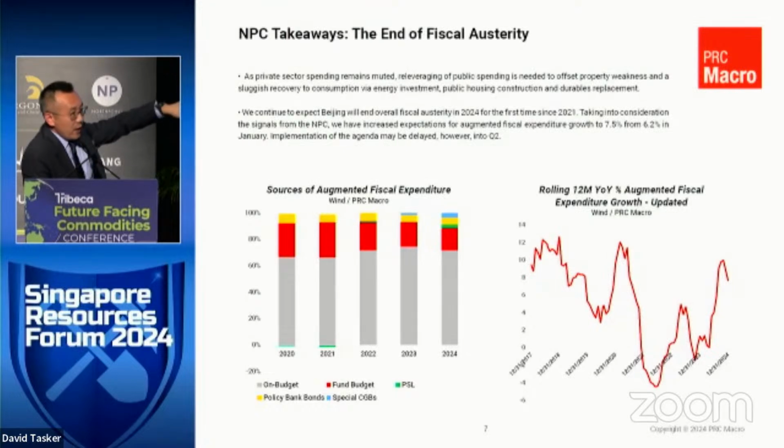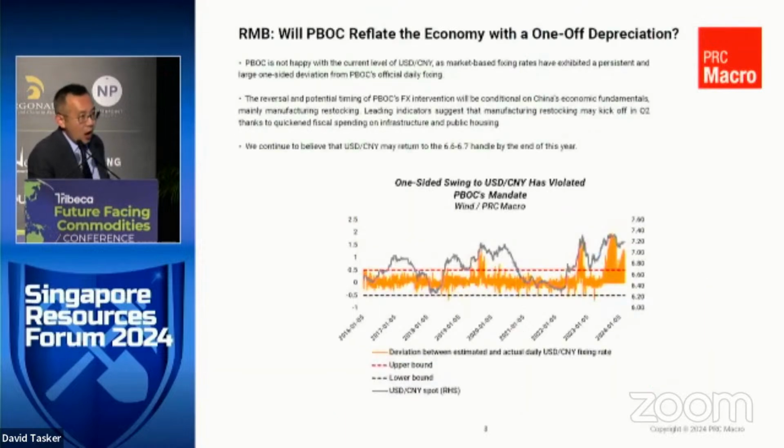If you look at the chart on the right, that's the year-over-year growth of Chinese augmented spending. The news here is that since 2021, China has been in fiscal austerity, and this year will be the first year that Chinese government spending turns to positive growth, 6 to 7%. So the end of austerity, public sector spending, will be a way to solve this excess saving problem from households.